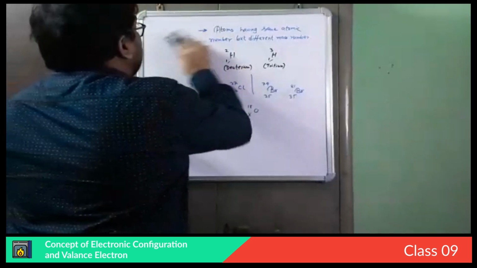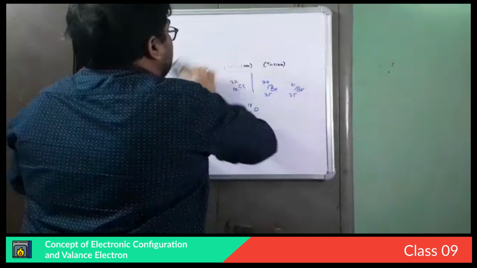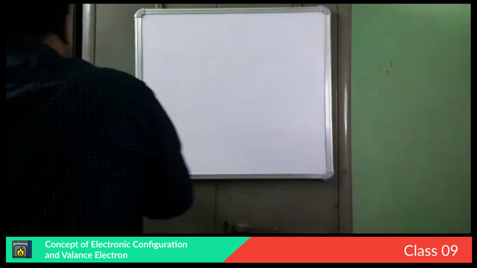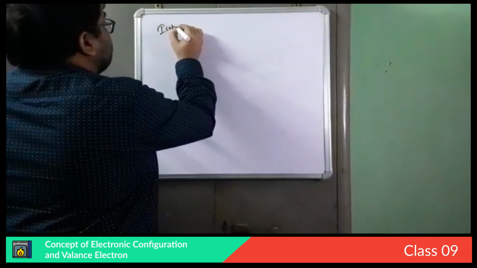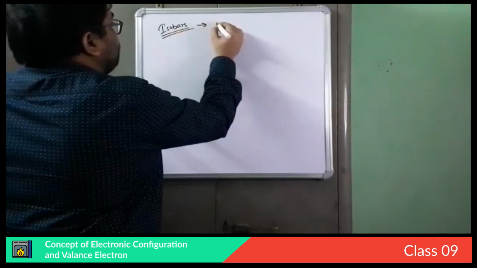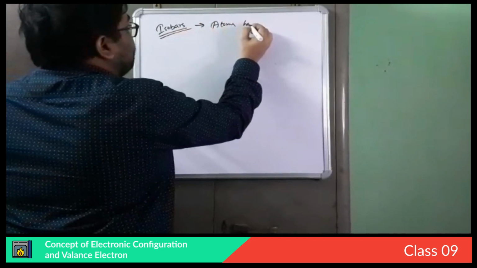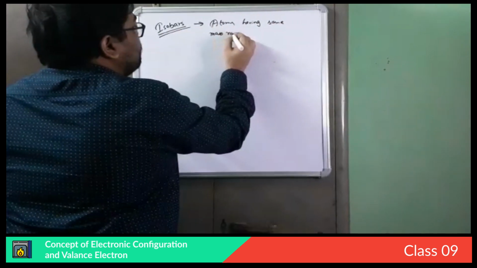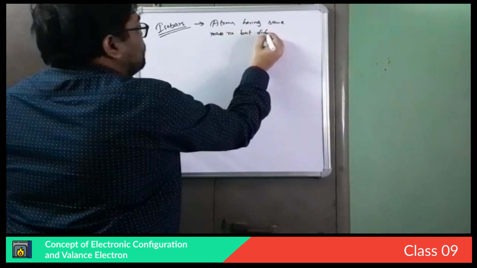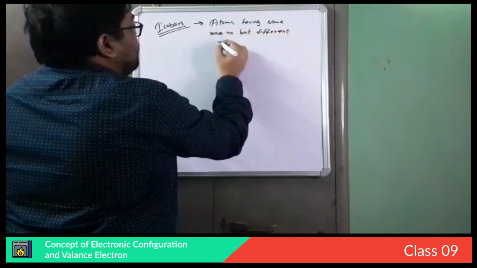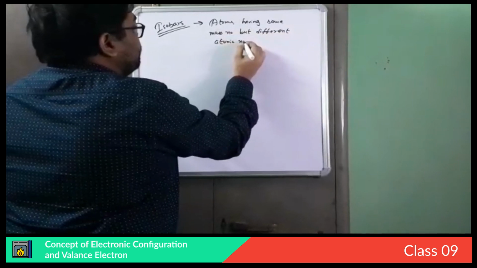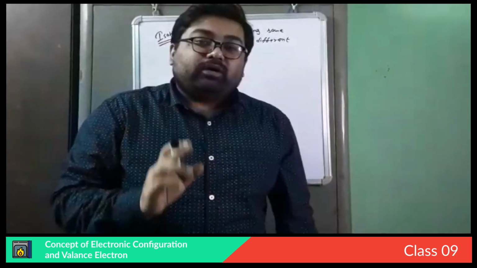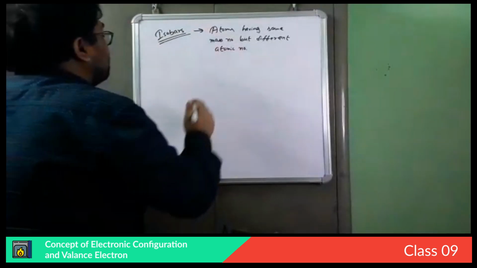Okay. The last topic that I will discuss is isobars. Now, what are isobars? Isobars are the atoms having the same mass number but different atomic number. Okay, atoms that have the same mass number but different atomic number, we call them isobars.